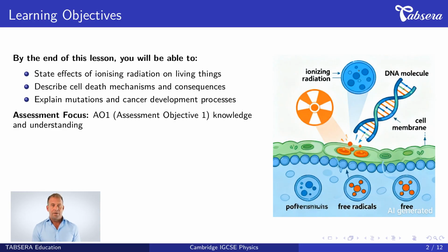Let's examine our learning objectives for today. By the end of this lesson, you will be able to, first, state effects of ionizing radiation on living things, including immediate and long-term impacts. Second, describe cell death mechanisms and their consequences for organisms. Third, explain mutations and cancer development processes caused by radiation exposure. These objectives align with Assessment Objective 1, focusing on scientific knowledge and understanding of biological effects.